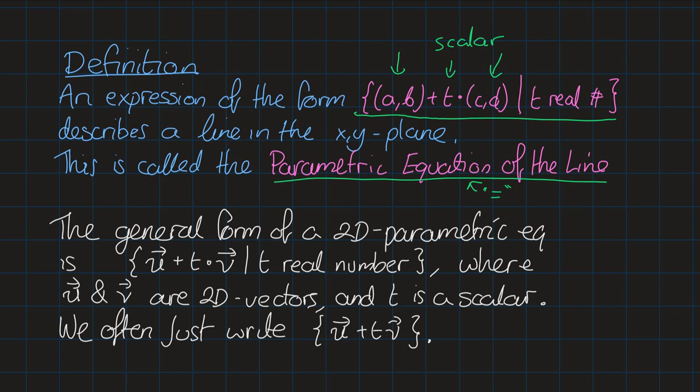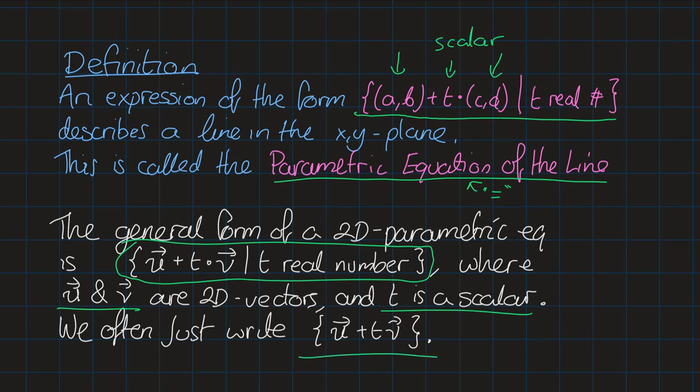So in general, the general form of a 2D parametric equation is like this: the set of u plus t times v, where t is a real number, where u and v are two-dimensional vectors and t is a scalar. But this is a lot to write, so sometimes we're just lazy and we just write u plus tv with the curly braces around the outside. It's an abuse of notation, but it's a common abuse of notation. So sometimes we're lazy and we just write this.